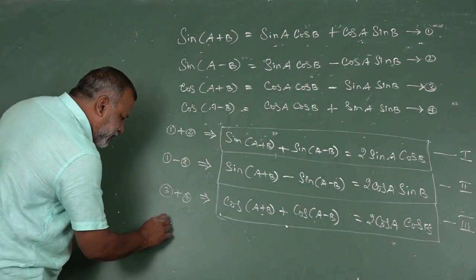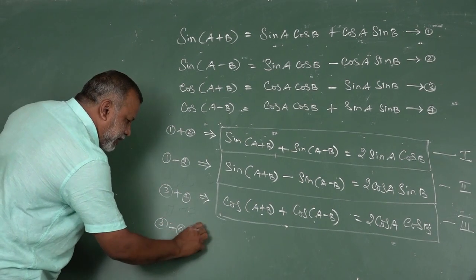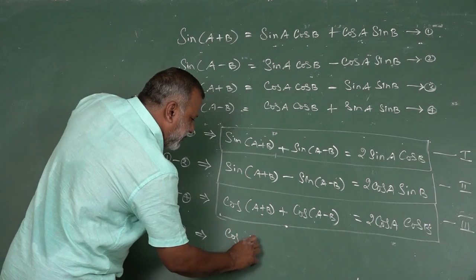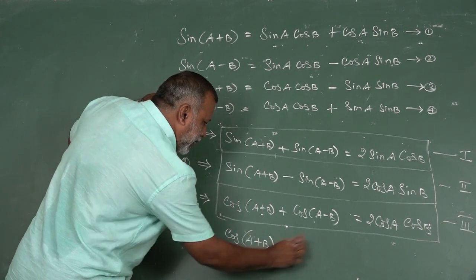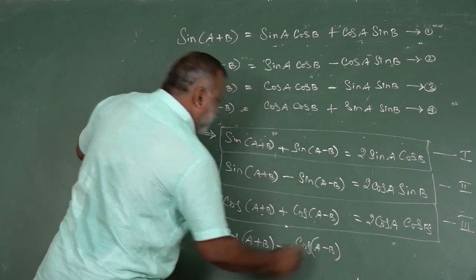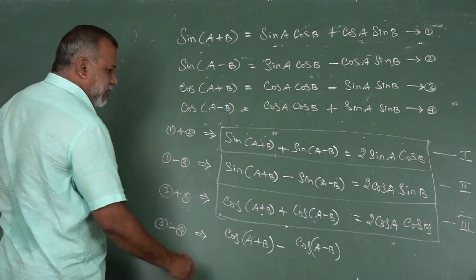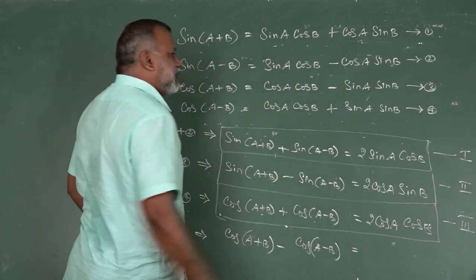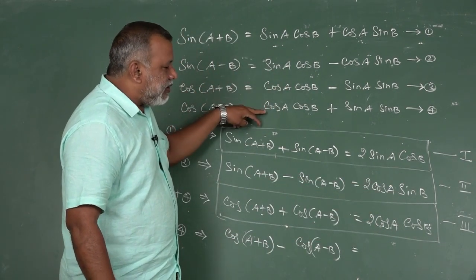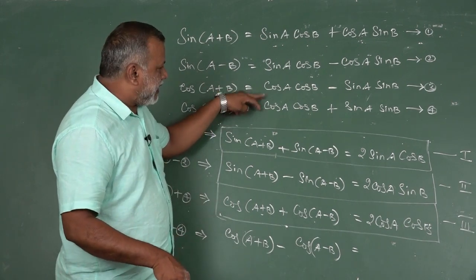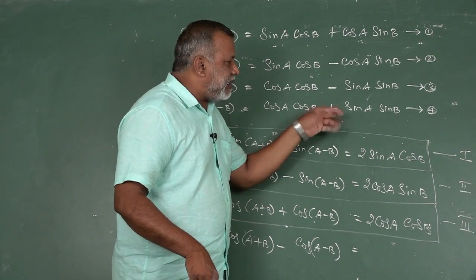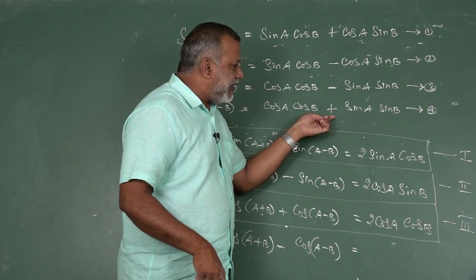In the same way, 3 minus 4, that means subtracting. On your LHS side, cos of a plus b minus cos of a minus b. Now on your RHS side, listen carefully. Cos a cos b positive. When we are subtracting this, these two values are eliminated. Here you get the negative. Subtraction means here you get the negative symbol.